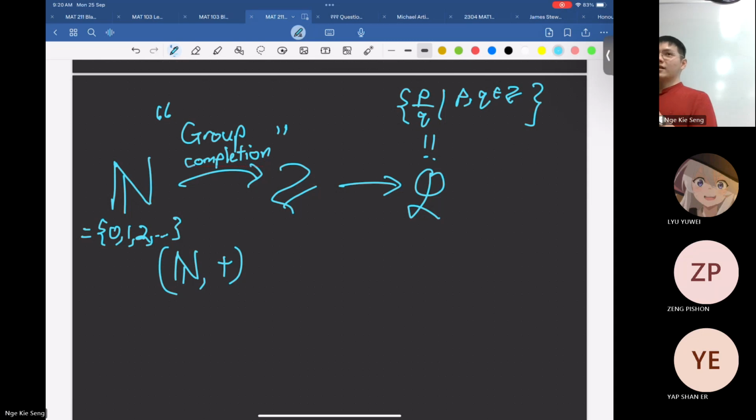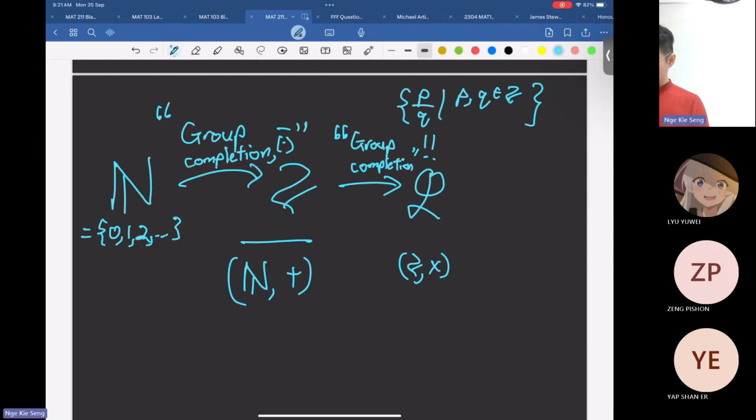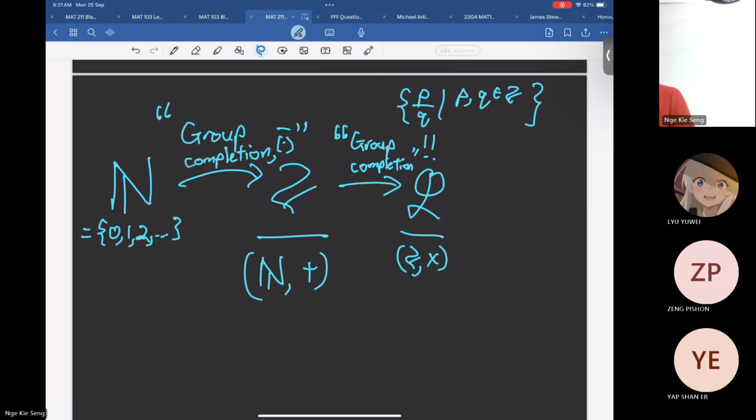So what do we want to put here? We do another group completion again. Okay, so I make Z into a group. What kind of group? Multiplication. I make it into multiplication. So I add inverses into the set of Z with multiplication, so that I form Q. So how about I give a notation? Maybe I denote group completion with a bar. Okay, let's put a bar.